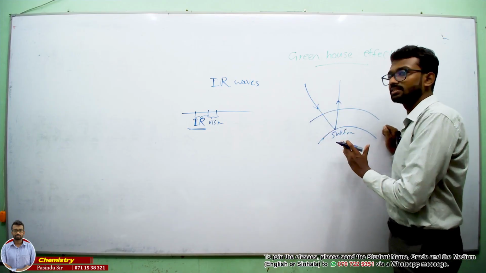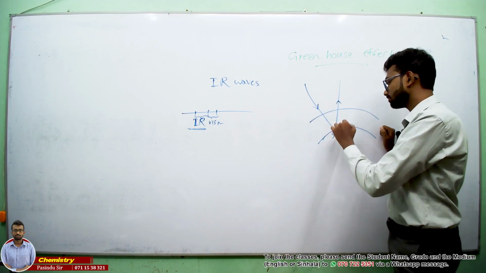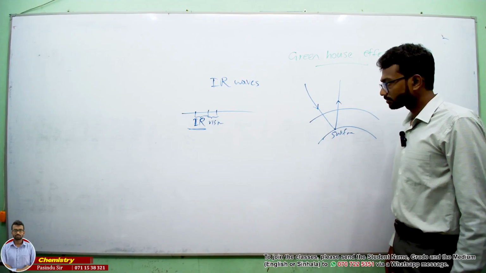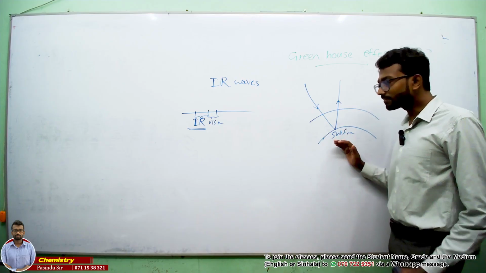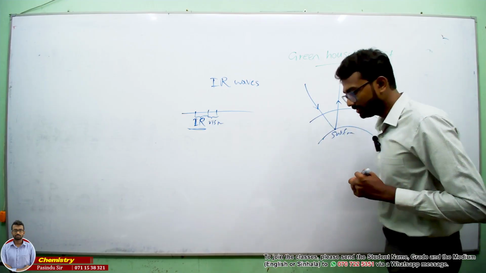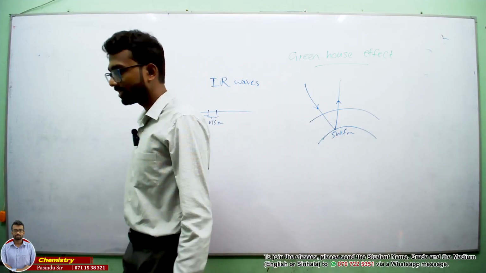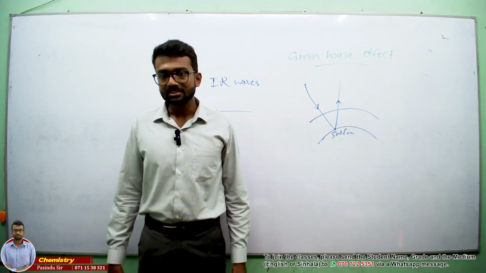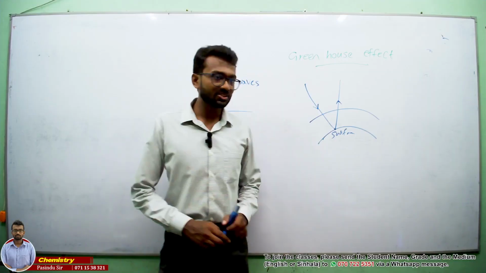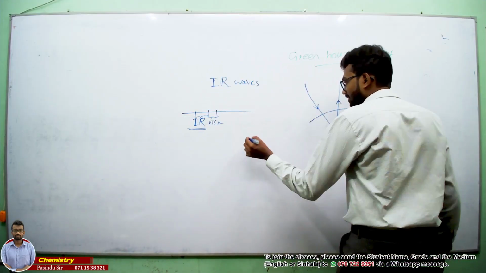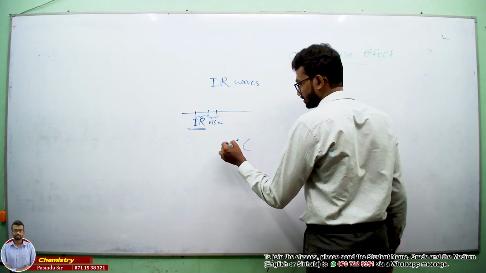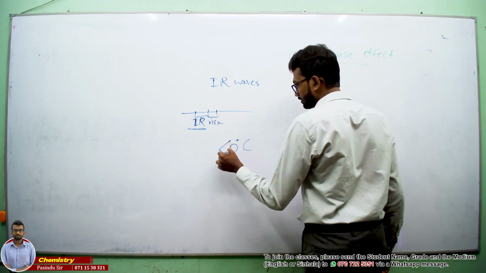That IR just goes away from the Earth's surface, right? If it happened like this, the IR just goes away. If it happened like this, our Earth's temperature would most probably be less than 0 Celsius. Our Earth's temperature goes less than 0, right?